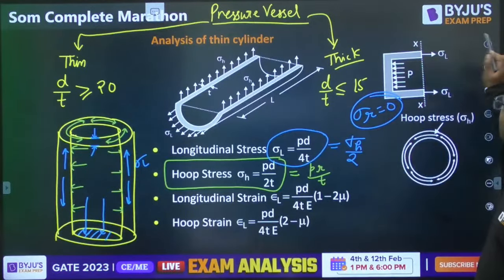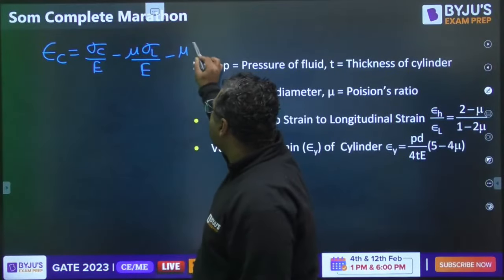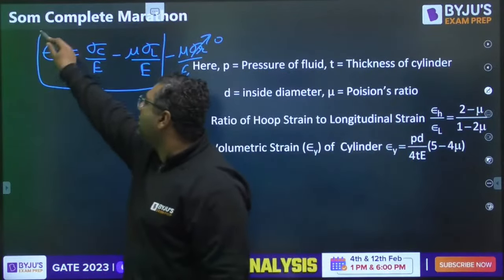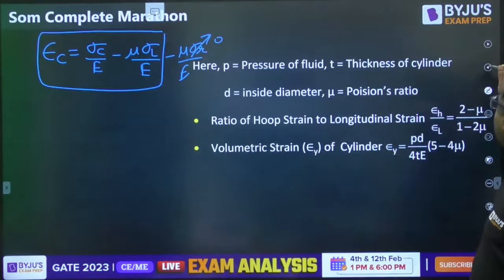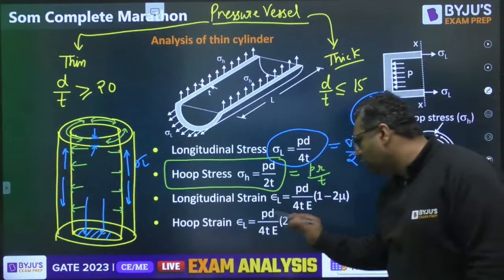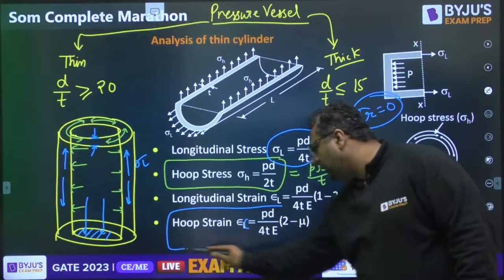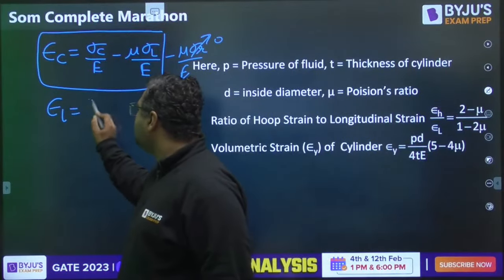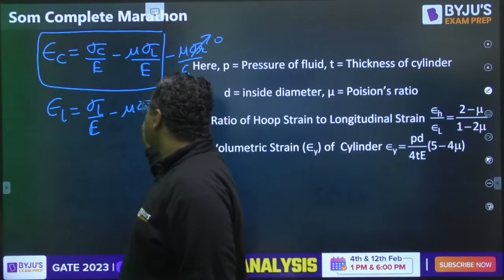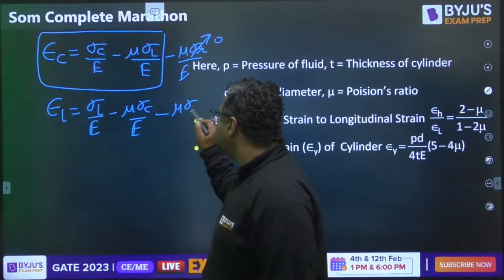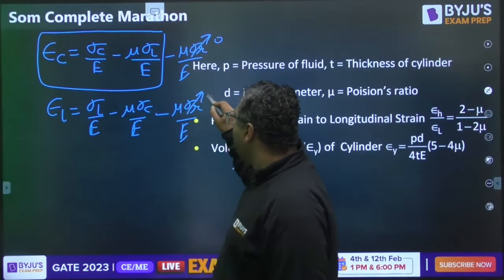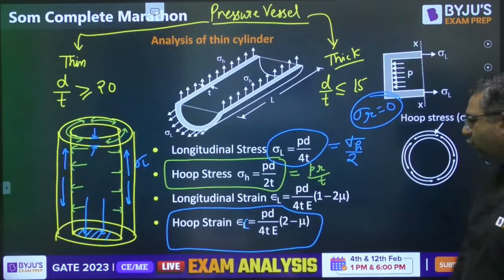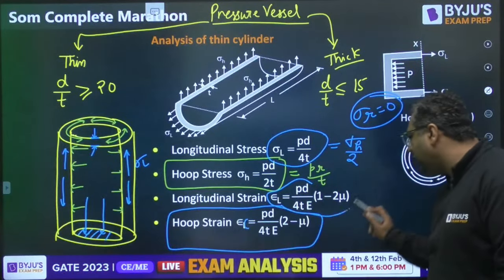Even if you write minus mu times sigma R by E, you know radial stress is 0, so this will not affect, and this will be the formula for circumferential strain. When you put in the values of sigma C and sigma longitudinal, you get the hoop strain to be PD by 4TE into 2 minus mu. Similarly, the longitudinal strain will be sigma L upon E minus mu times sigma C upon E, and once again minus mu times sigma R upon E, where sigma R is 0. Putting in the values, you get the longitudinal strain as PD by 4TE into 1 minus 2 mu.